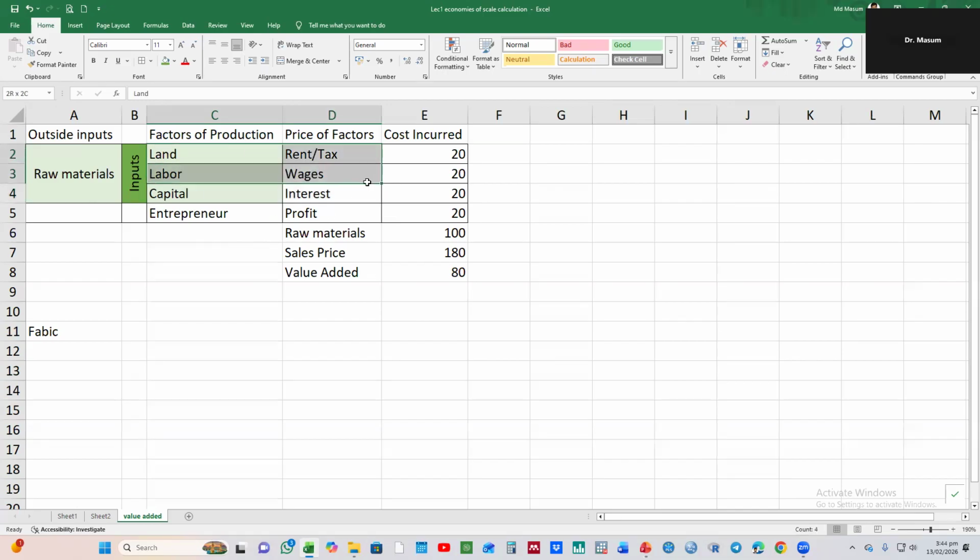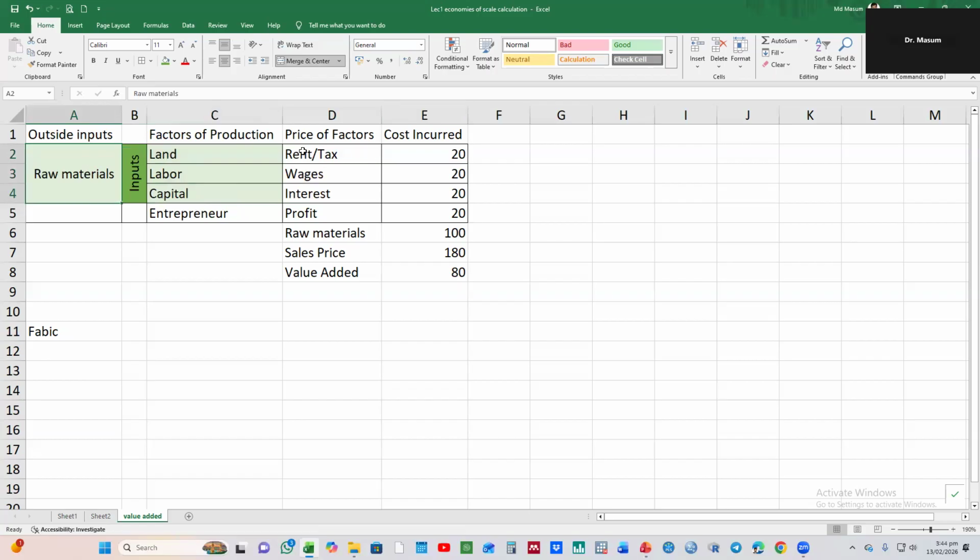And the entrepreneur who is investing money and time for business also enjoys some profit. So among the factors of production, land, labor, capital, and entrepreneur, three are known as the inputs: land, labor, and capital. Also, raw material is an input, and by raw materials we refer to outside raw materials, not inside raw materials. If you are using inside raw materials, this is ultimately physical assets, capital. That means that is process output we are using.